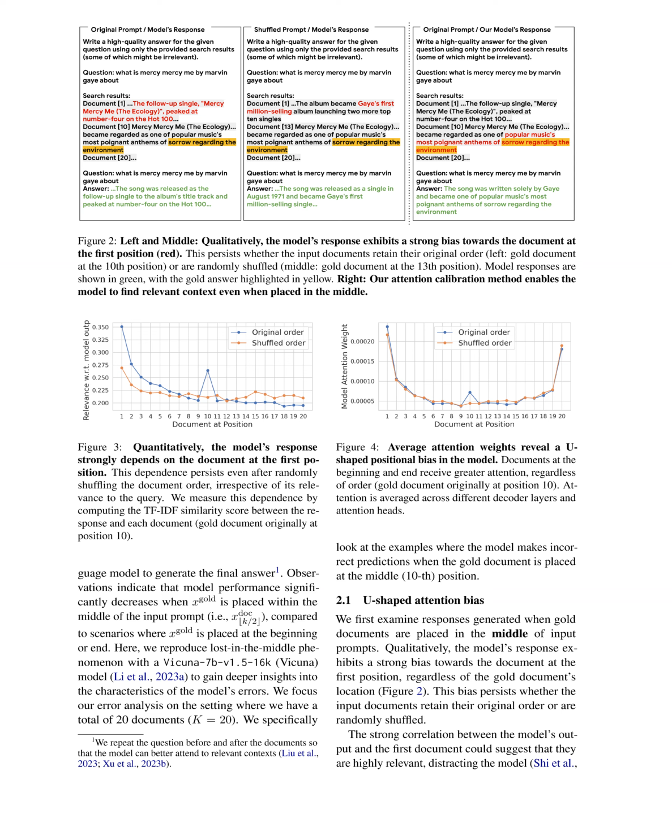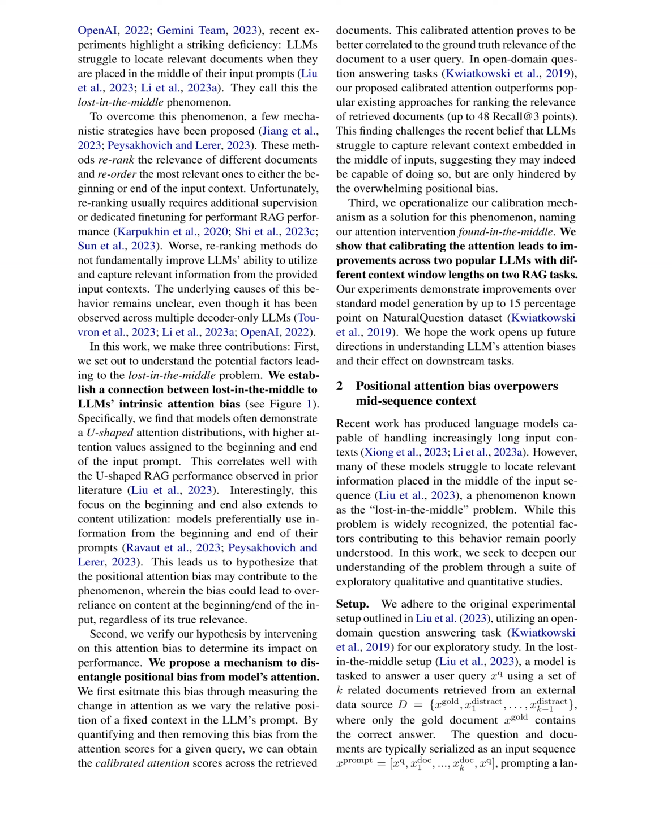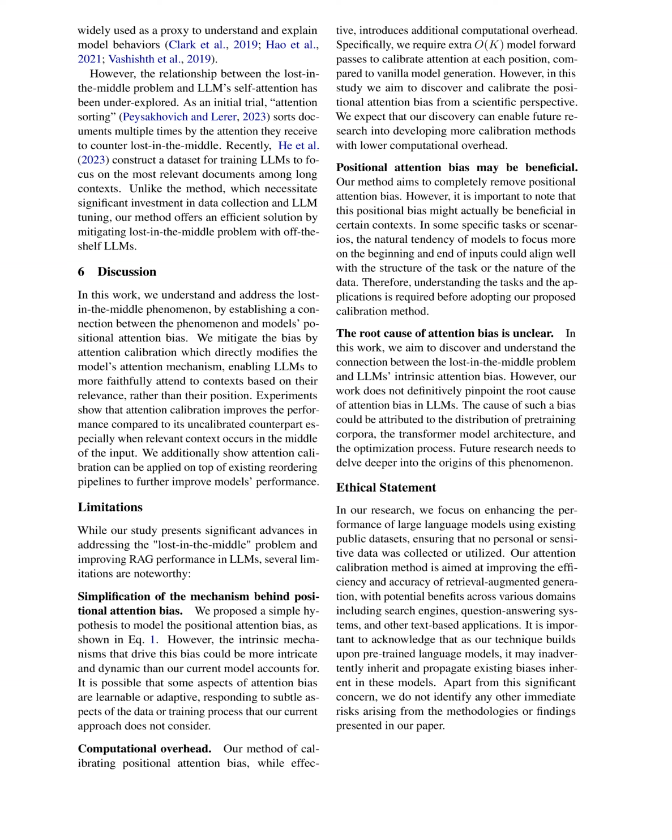The limitations mentioned in the paper regarding the proposed attention calibration method and its application in language models include: 1. Simplification of the mechanism behind positional attention bias. The paper acknowledges that the proposed hypothesis to model the positional attention bias may oversimplify the intricate and dynamic mechanisms that actually drive this bias. It suggests that there could be more complex aspects of attention bias that are learnable or adaptive, which the current model does not fully consider.